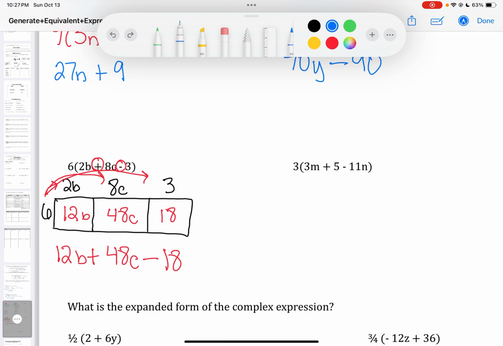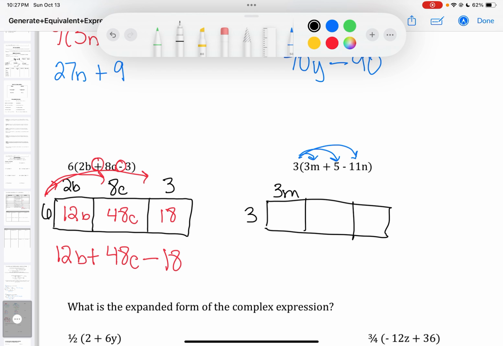If you can go ahead and just draw your arrows and see that you are multiplying each term by that number, you can just go ahead and do it. If not, I'm going to make an area model here. I'm going to do my rectangle again, just like this. I'm going to split it into 3 because there's 3 terms. My 3 will go on the outside. My 3m will go on the first square, then 5, then 11n.